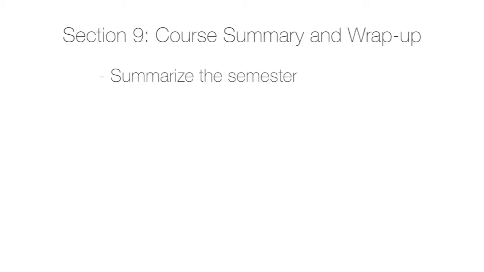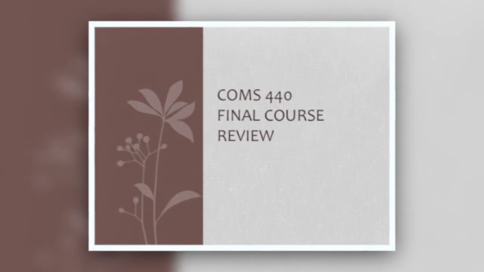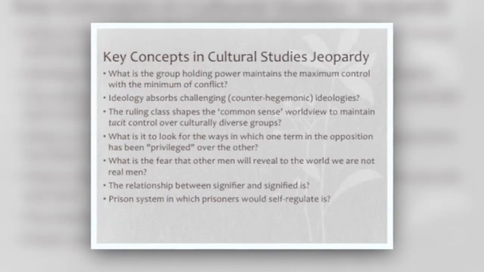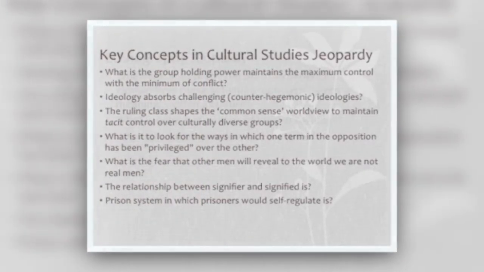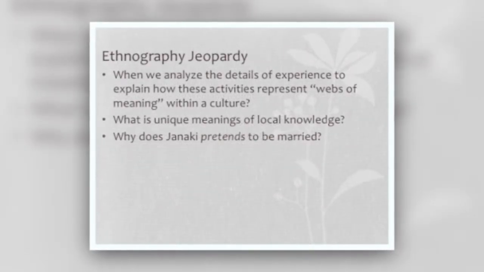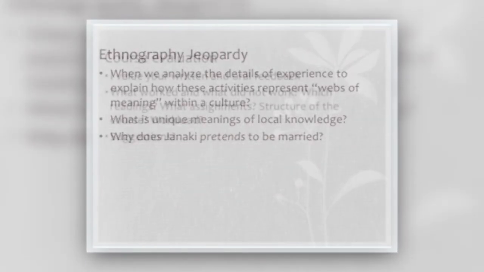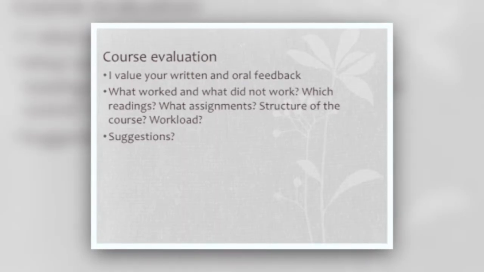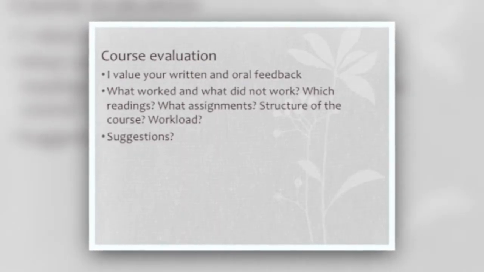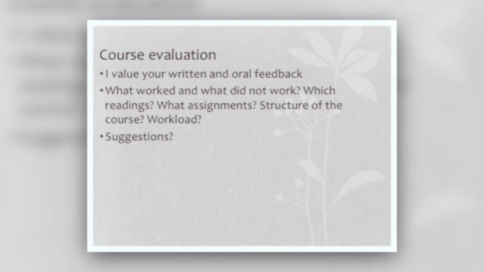Section 9 is course summary and wrap-up, and this is an opportunity for students to summarize the semester and start to see the connections to other courses that they might be taking in the major or at the university. I do a final review of the course in class. We play a little Jeopardy game for each of the main theories that we've studied, ethnography, performance studies, and we have a discussion: how did the hybrid format work for you? How was the feedback on your writing? Any suggestions that you have for improving the class?